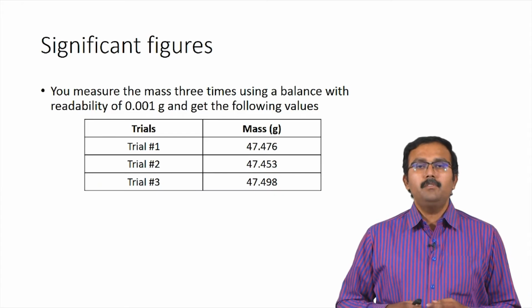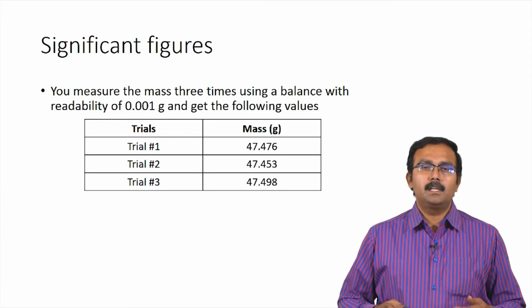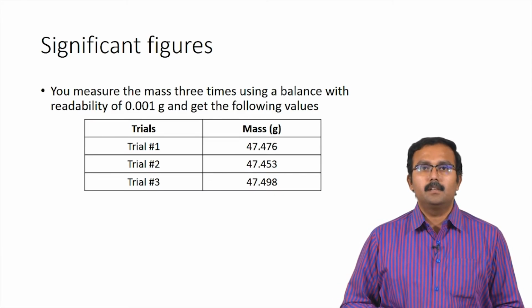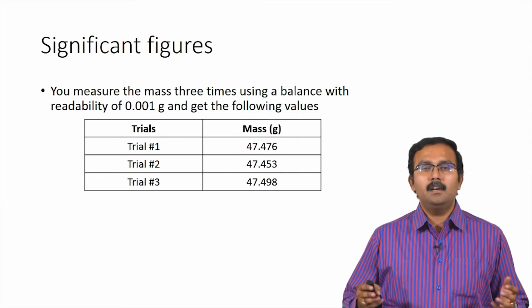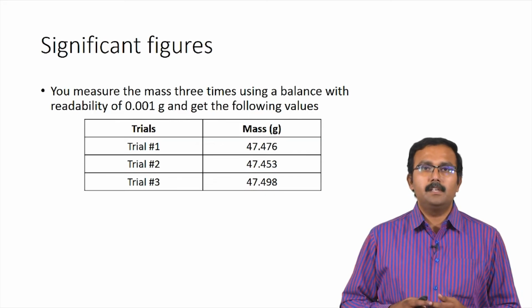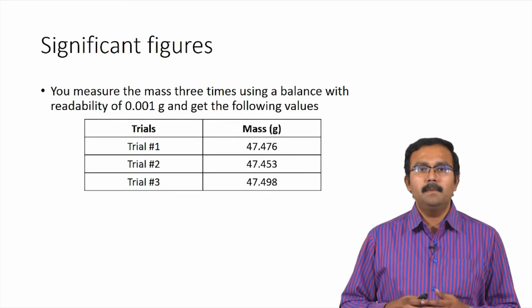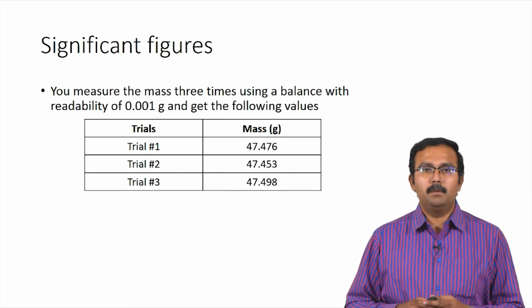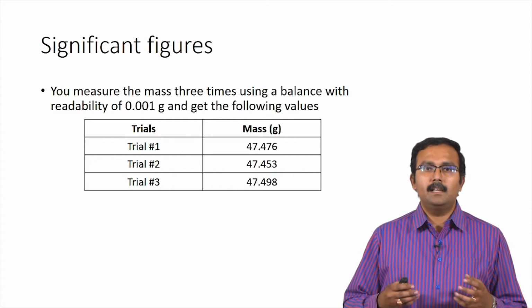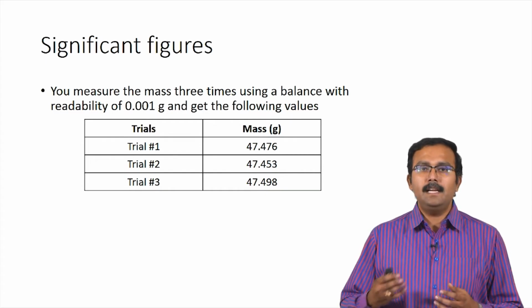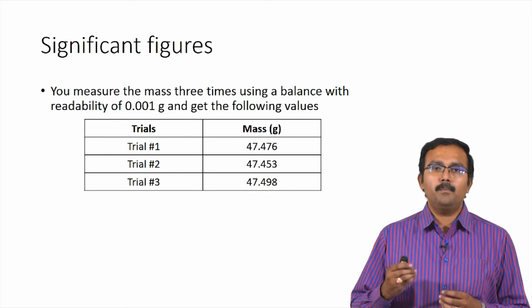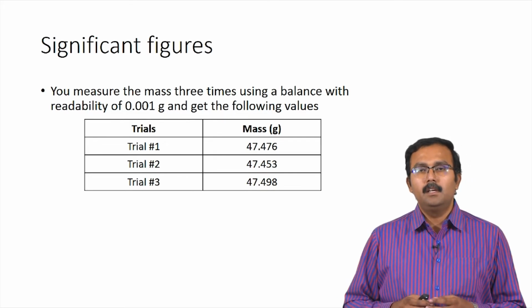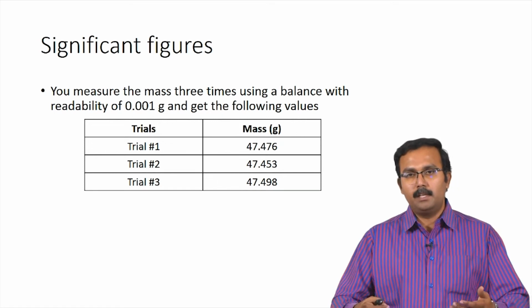Moving on, we will move to the next important concept when it comes to engineering calculations. It is called significant figures. Before we learn how to identify the number of significant figures and why and how we use them, let us look at this example problem. When you are measuring the mass of some substance three times using a balance with a readability of 0.001 grams, you will probably get values like this.